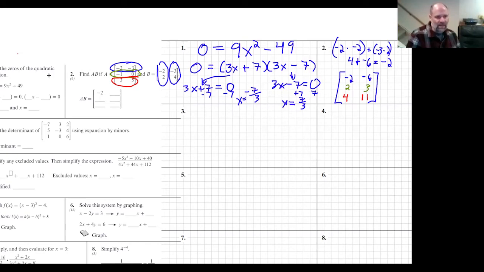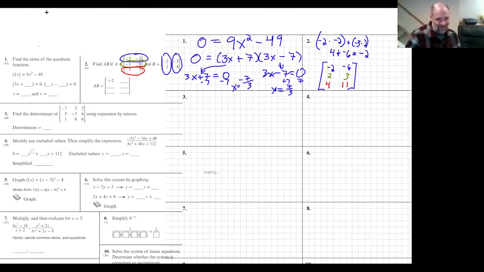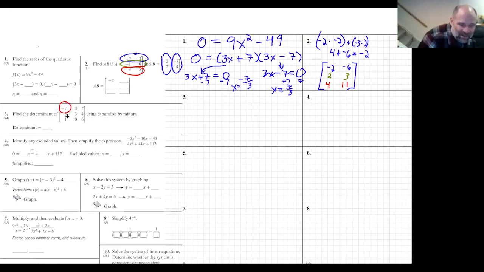Okay, next, I'm going to zoom out again. Find the determinant using the expansion of minors. I don't remember what that is, but what we're going to do is multiply. Basically, we have to take this -7 and create a little matrix here.